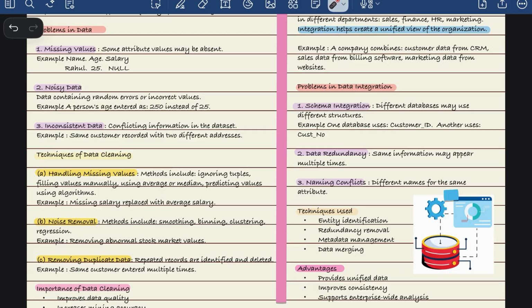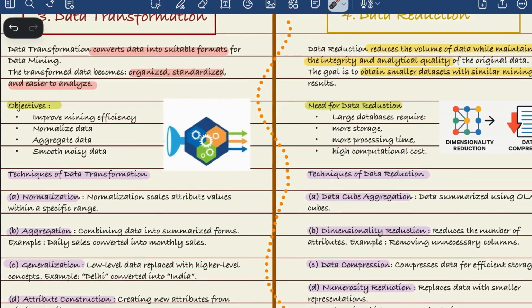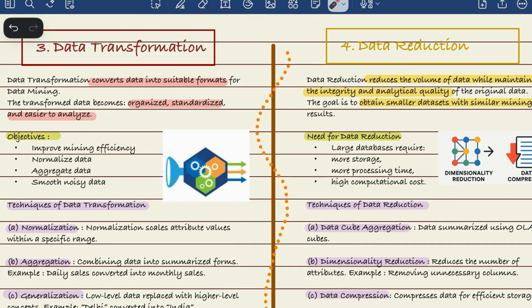Okay, we deploy metadata management to improve the system, so that these separate names point to the exact same real world entity, right? And we also do data merging wherever required. The very next step is the third step, that is data transformation. Okay, so step number 3, data transformation. So this converts your clean data into the exact format your mining algorithm loves.